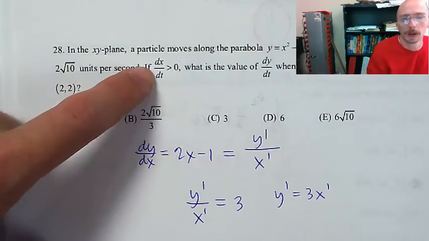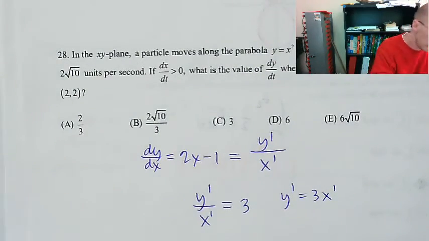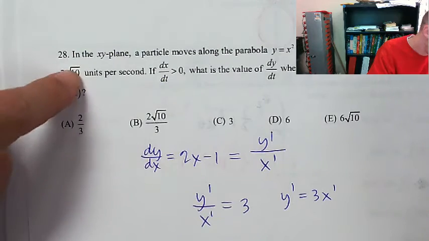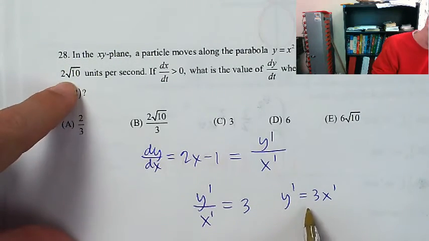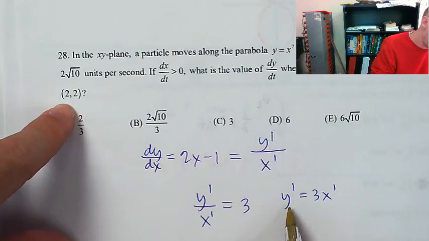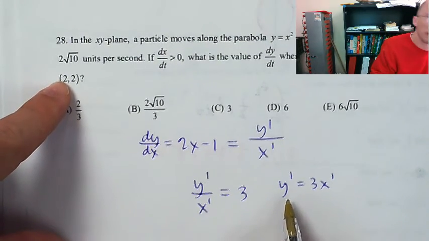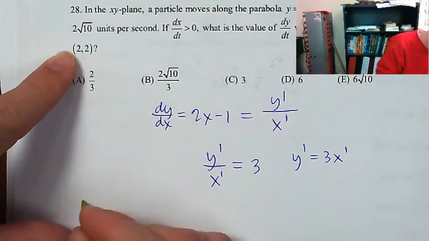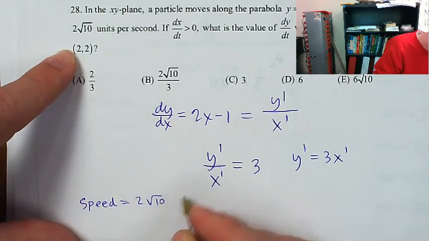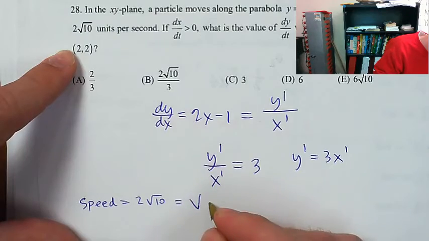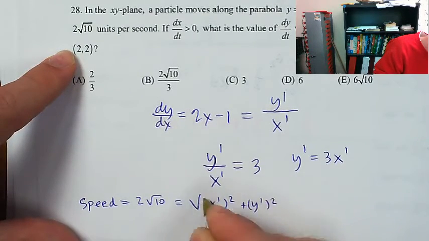So if dx/dt is positive, I know that now that means dy/dt is positive, because dy/dt is 3 times dx/dt. And now I need to use that 2 root 10, and really, that's going to help me with finding dy/dt. So I'm going to write down the formula for speed. I know that's 2 square root of 10, and that's going to be the square root of x prime squared plus y prime squared.